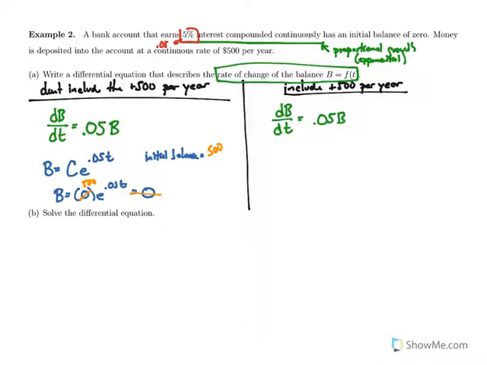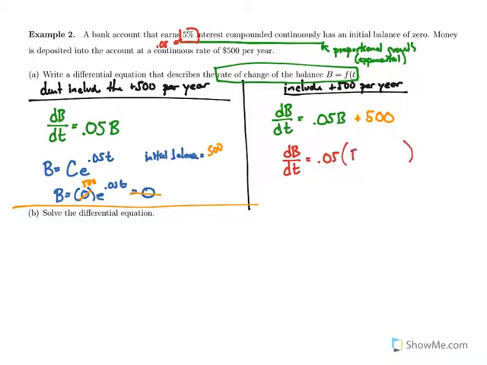So for this added $500 per year, we can write that as just plus 500 in the differential equation. This is saying we grow 0.05 times the balance, and we also add $500 per year. Before we look at the solution to this, we are going to write this as 0.05 times just something.